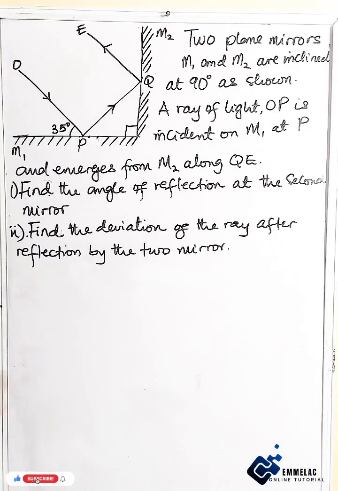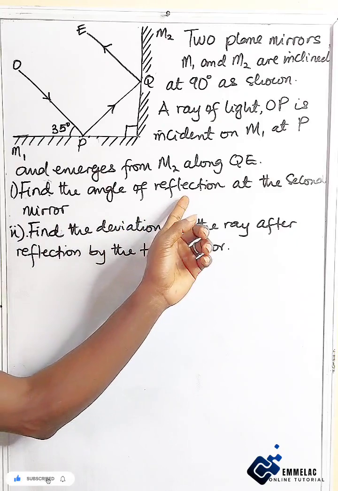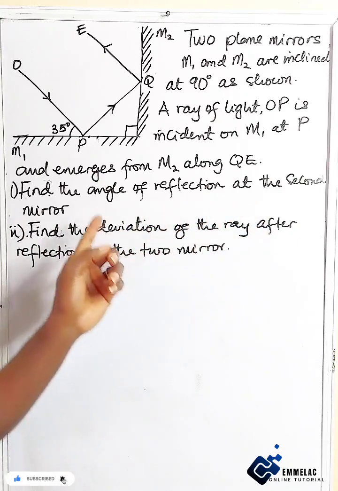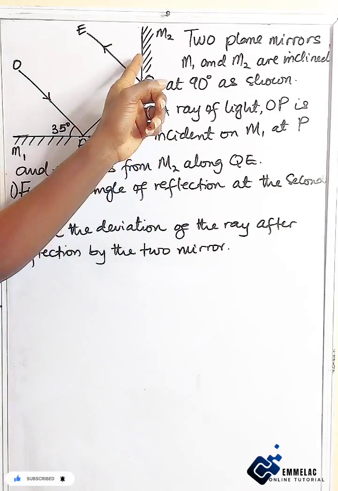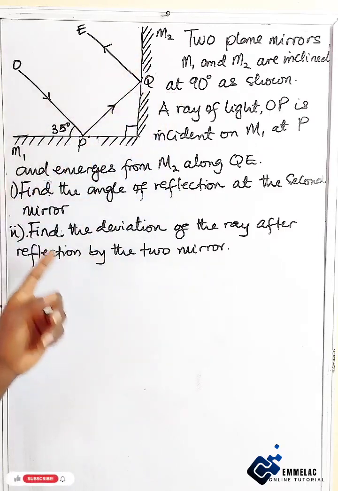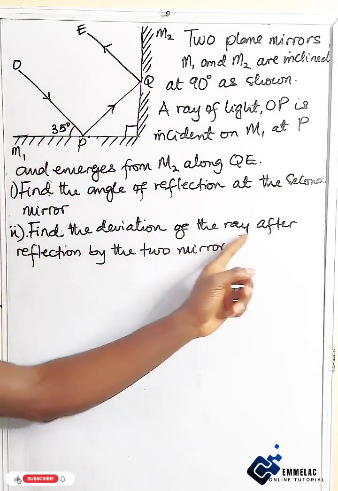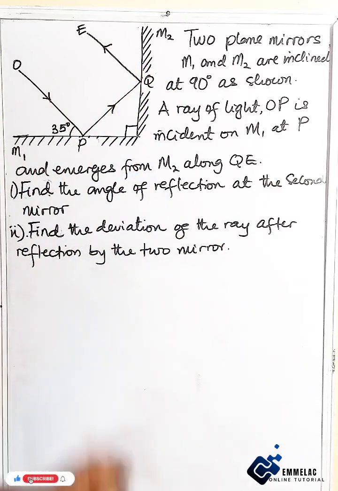Now find the angle of reflection at the second mirror, which means you have to find the angle here, the angle of reflection at the second mirror, and find the deviation of the ray after the reflection by the two mirrors. First of all, I will redraw this diagram for a better explanation.